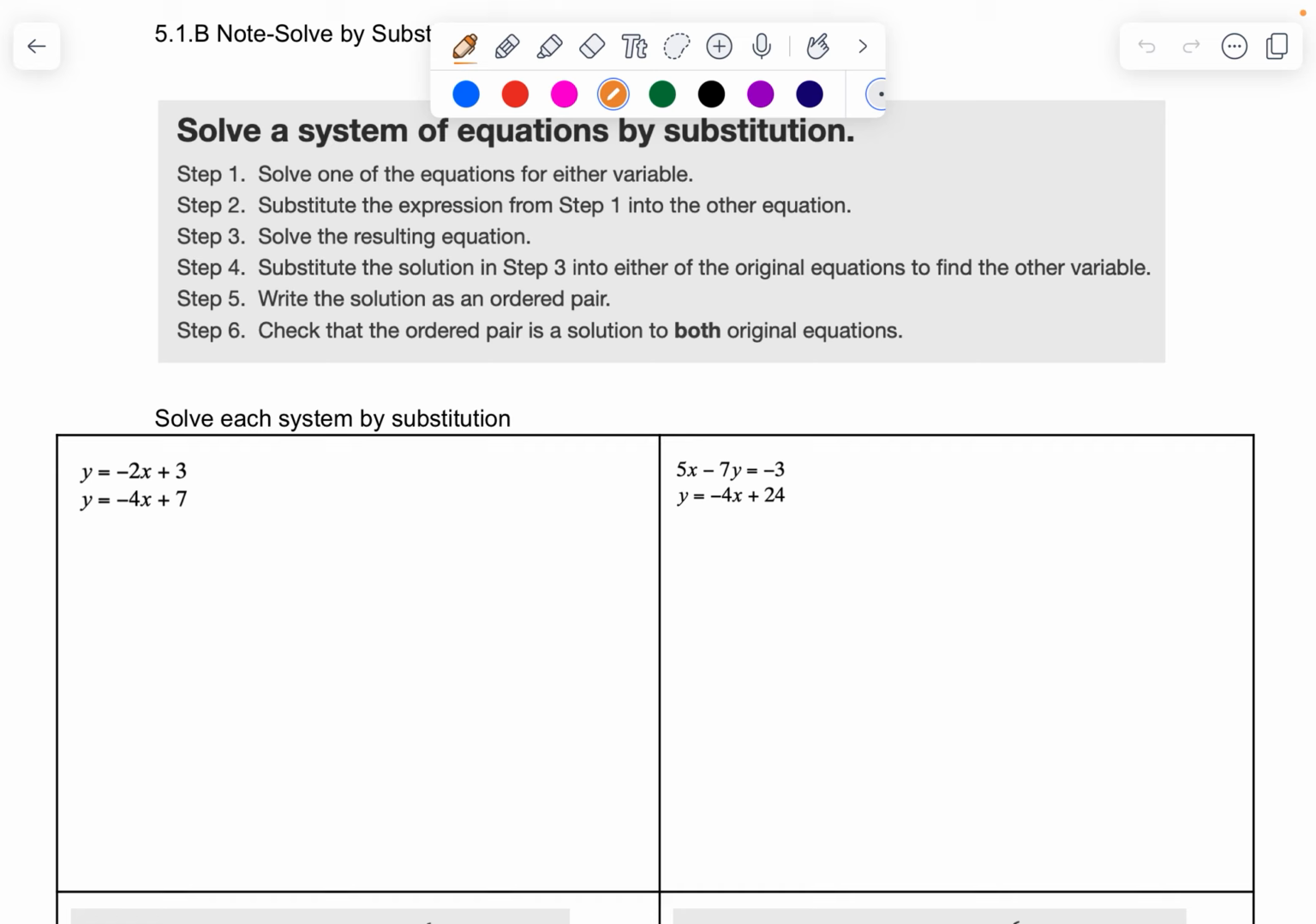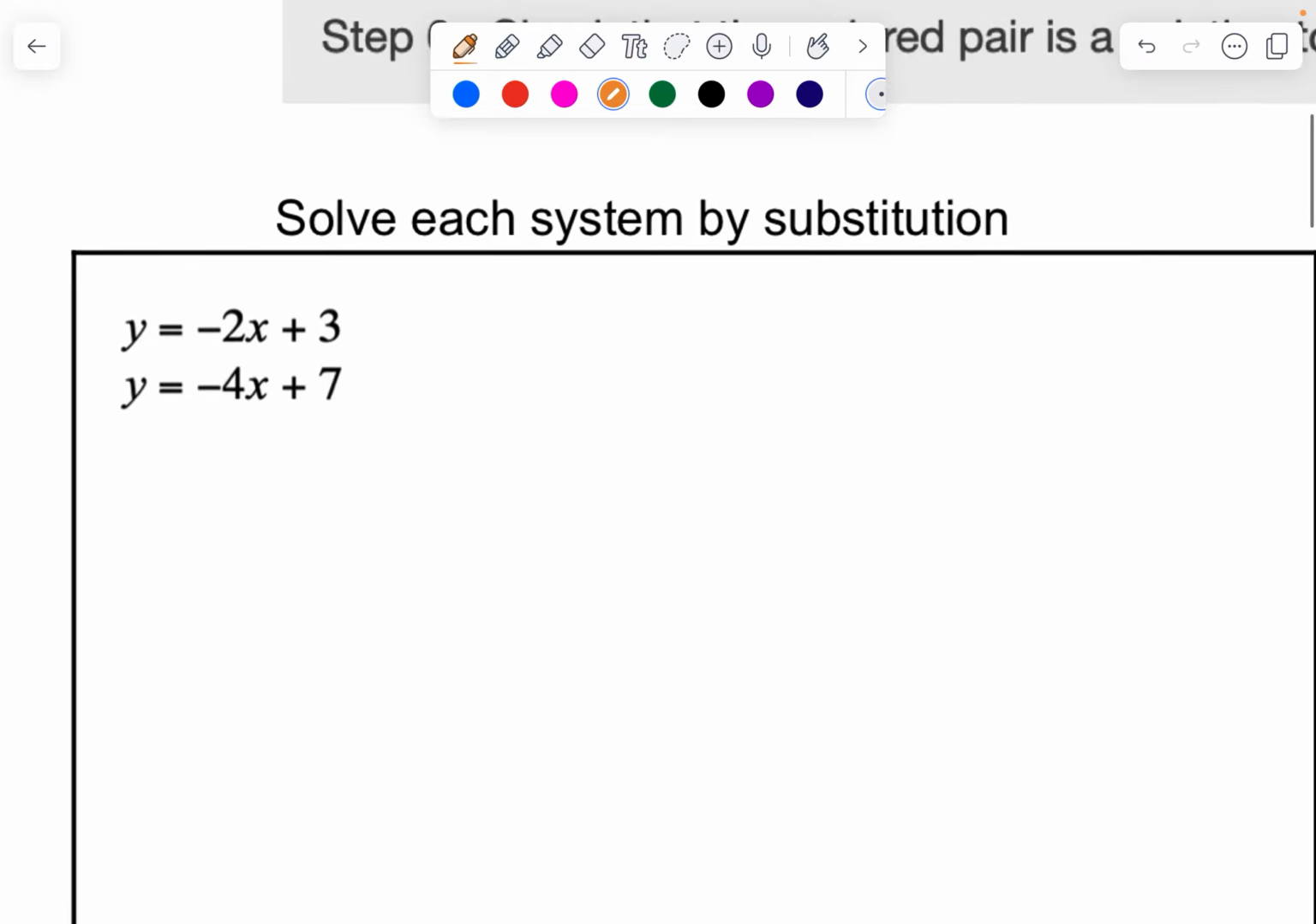Substitute the expression from step 1 into the other equation. Solve that equation. After step 2, you should only have one variable, either just x's or just y's in that equation. You'll solve for that. And then when you get that variable, you'll plug it back into one of the other equations, and then that will be your final answer.